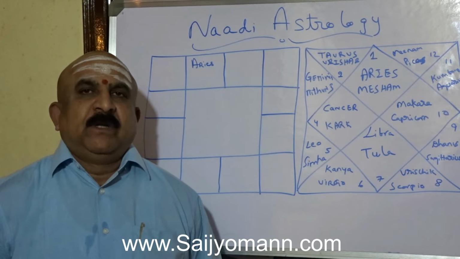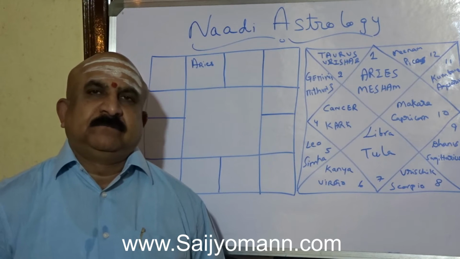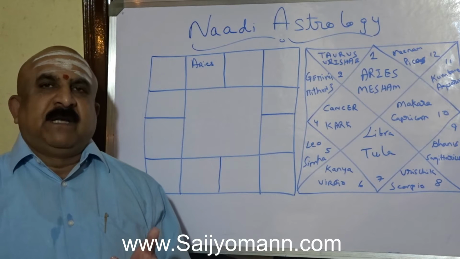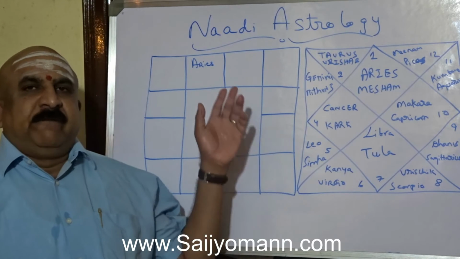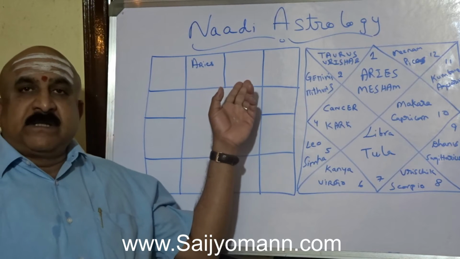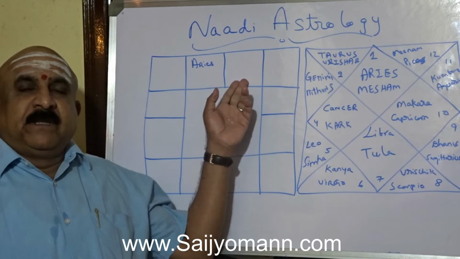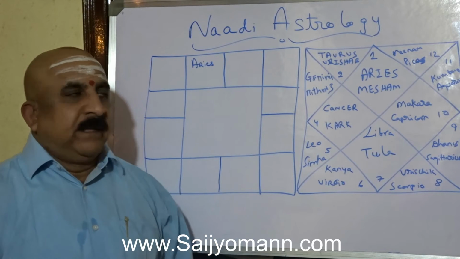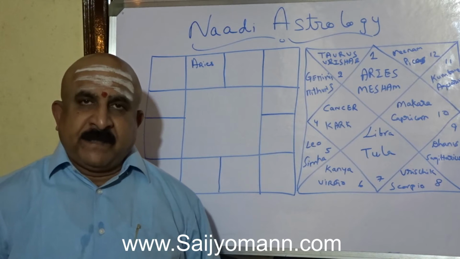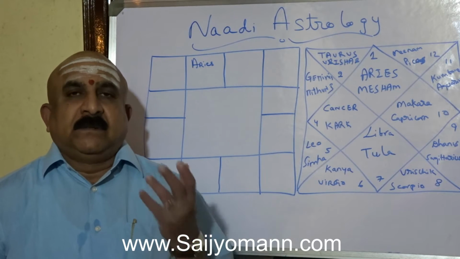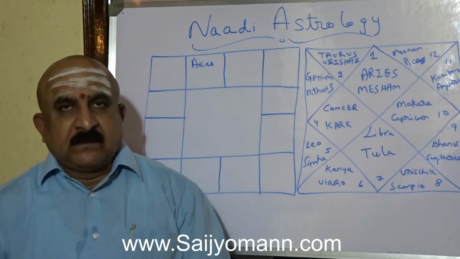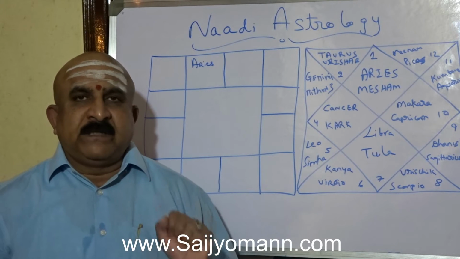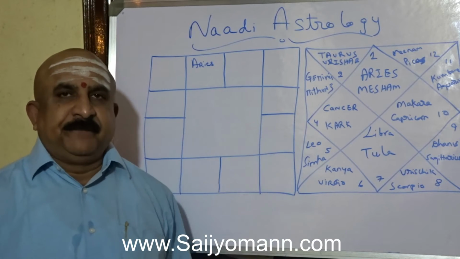I'll give you some examples. Jupiter is an Atmakaraka. If he is placed in Aries, that person will have Aries qualities. If he is placed in Taurus or Vrishabham, those significations will be bestowed on the native. If Jupiter is placed in Gemini or Mithun, that signification will be given to the native. So as a person, as an Atmakaraka, Jupiter will hold the significations of the signs or Rasi.